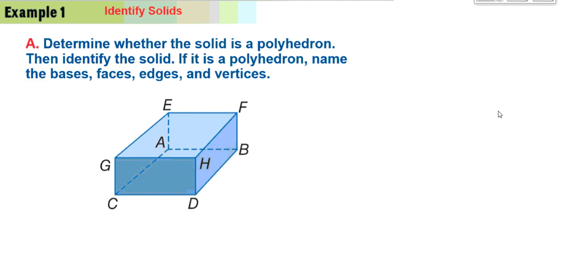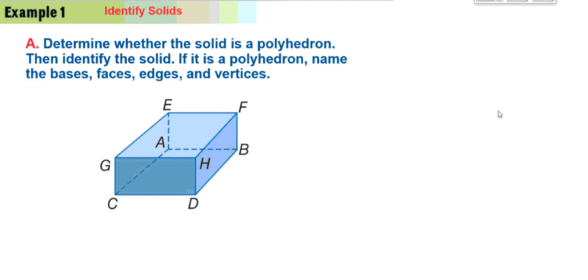Let's take a minute and look at these problems and kind of see what we come up with. It says determine whether the solid is a polyhedron, then identify the solid. If the solid is a polyhedron, name the bases, faces, edges, and vertices. And if it's not a polyhedron, we're going to name what we can, because we'll still be able to name a few things as we go. So let's just kind of see what happens here.